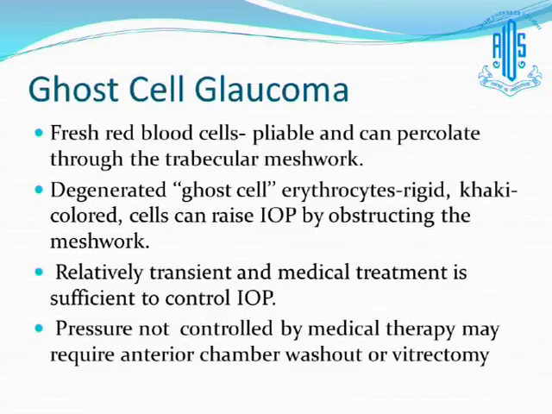Something about the ghost cell glaucoma, because the fresh red blood cells are pliable and they can percolate through the trabecular meshwork, whereas the degenerated ghost cell erythrocytes are rigid and they cannot pass, causing a rise in IOP by obstructing the trabecular meshwork. It's relatively transient and medical treatment is sufficient for this. At times you might require anterior chamber washout or sometimes vitrectomy also.